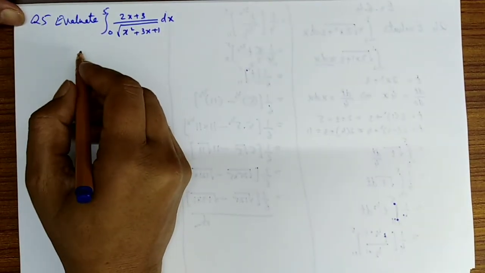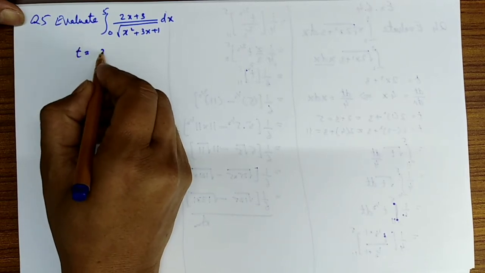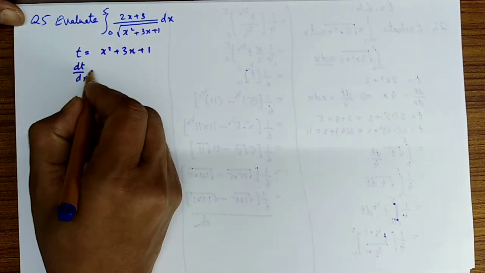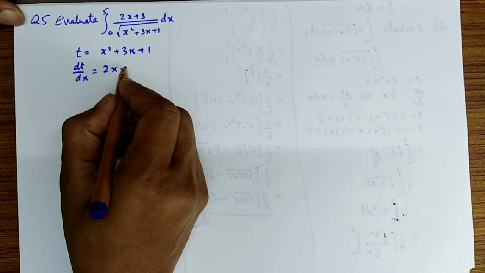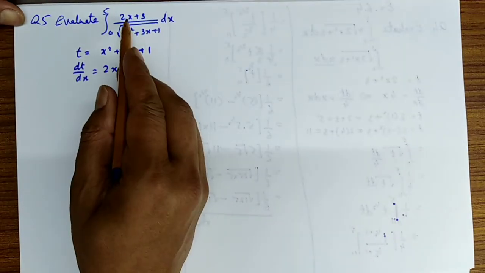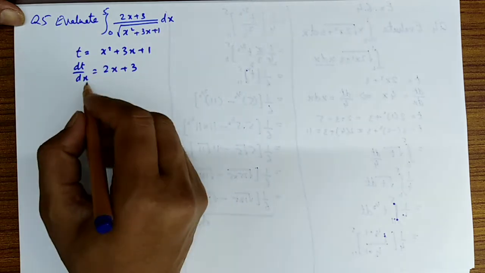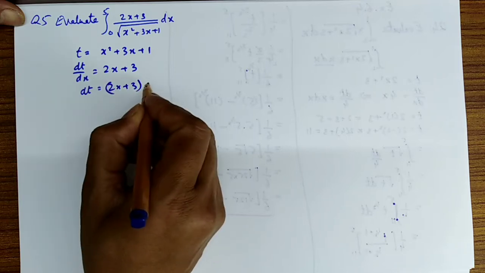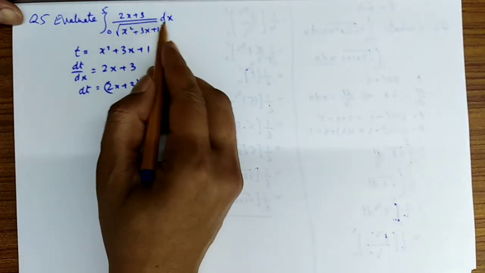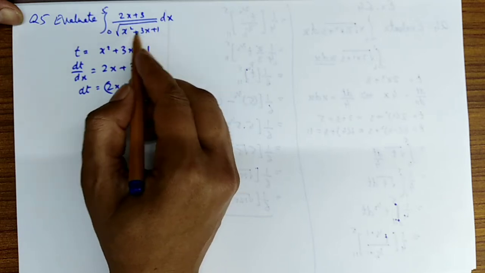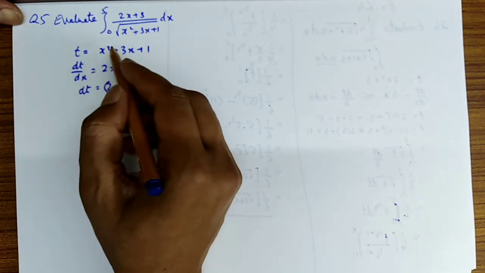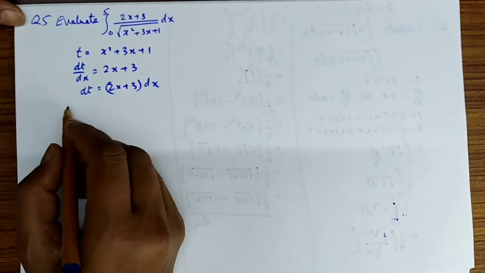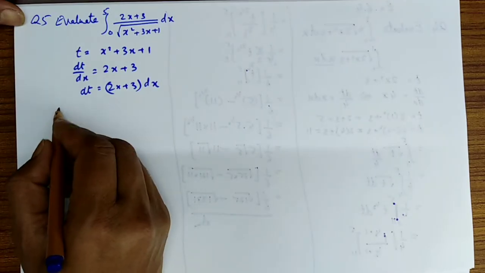In this question, let's suppose that t equals x square plus 3x plus 1, and taking the derivative with respect to x gives 2x plus 3. Now you can see here we have 2x plus 3 dx. To get the value in terms of t, 2x plus 3 into dx, we got the value of this, and also x square plus 3x plus 1 is equal to t. We are left to just change the limits, the upper limit and lower limit, by putting the values in t.